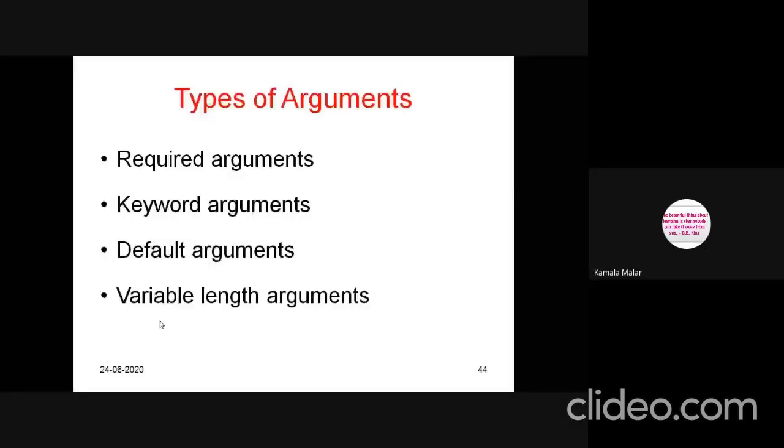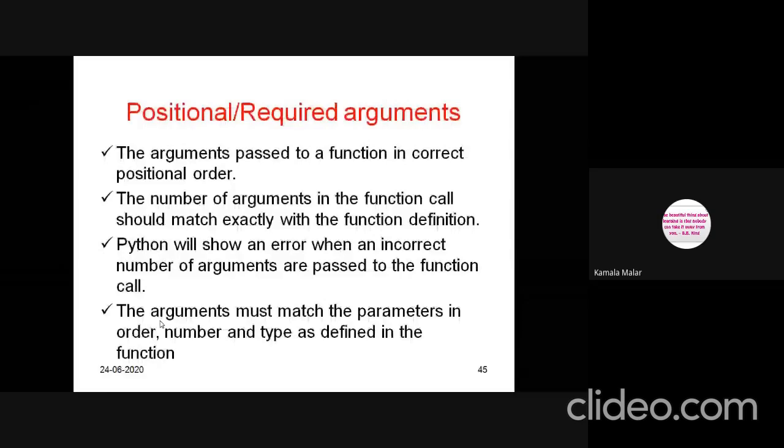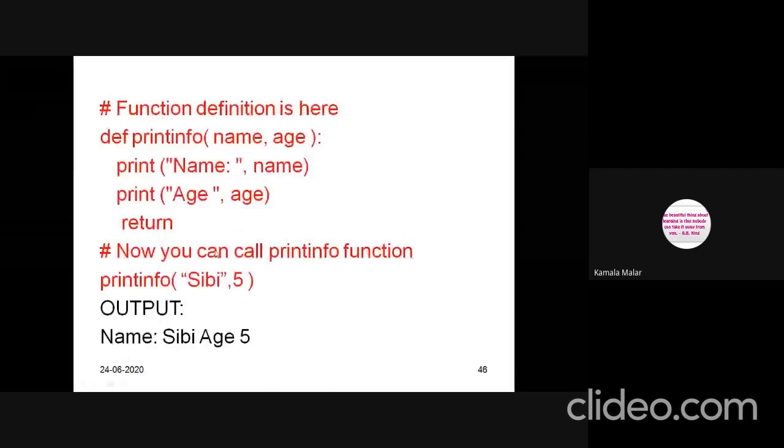Required argument. It is also known as positional argument, keyword argument, default argument, and variable length argument. So positional argument. First of all, I will show one example and explain. Then we will see the theory part and all. So this is the example for positional or required argument.